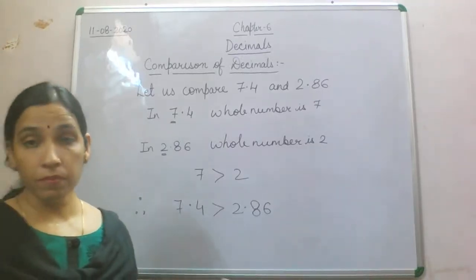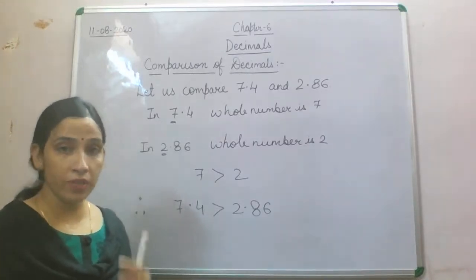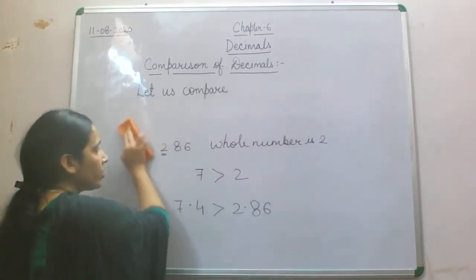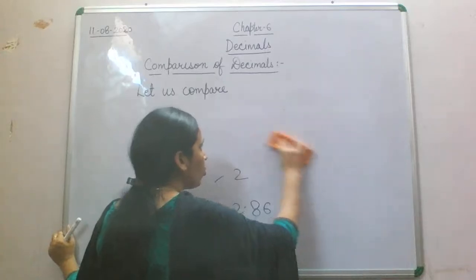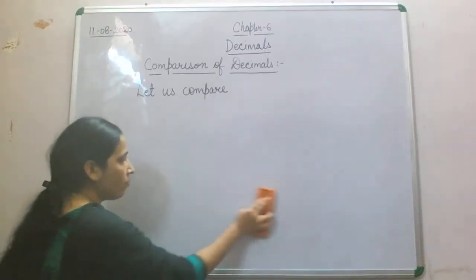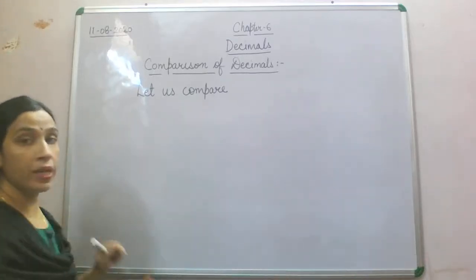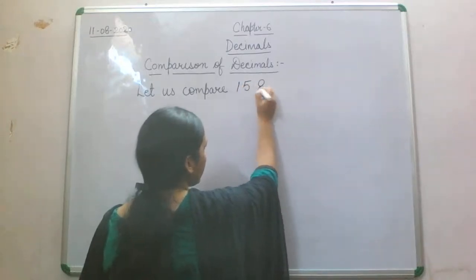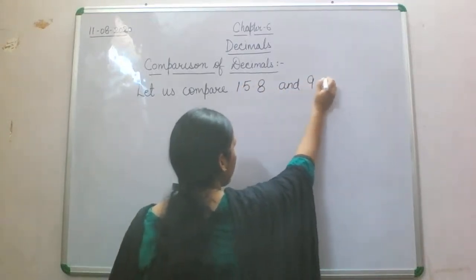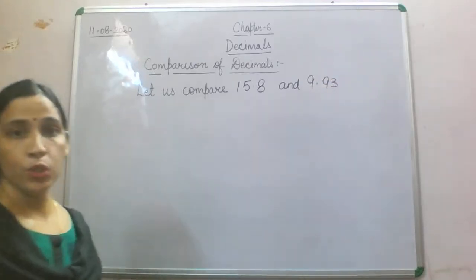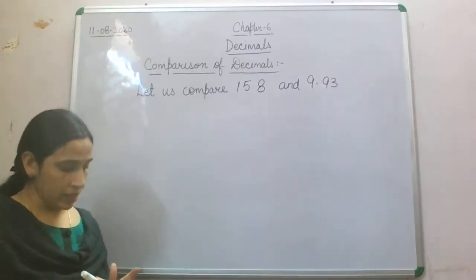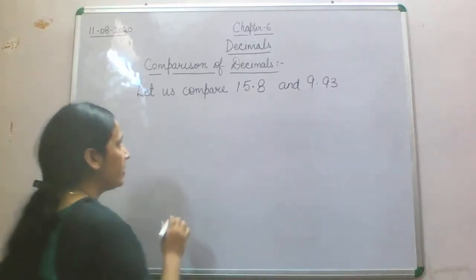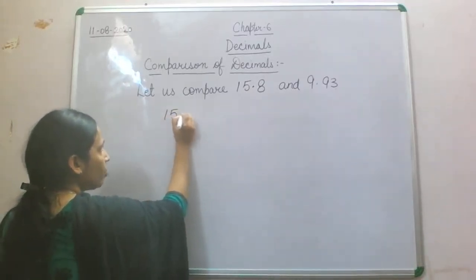Now children, I'll take one more example of this kind of decimal number. If you have been given a whole number and the whole number of one decimal number is bigger than the other, let's see one more example. Let us compare 15.8 and 9.93. Fine. So in 15.8, what is the whole number part? 15. Fine, 15 is the whole number part in this.